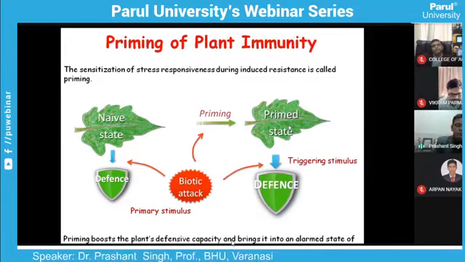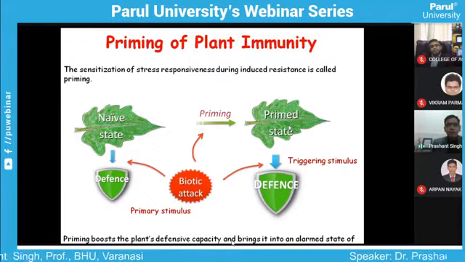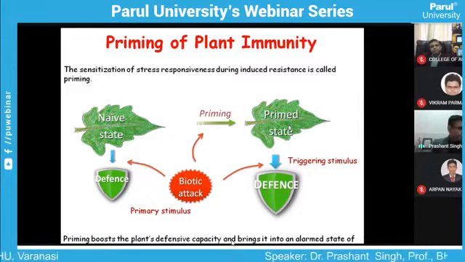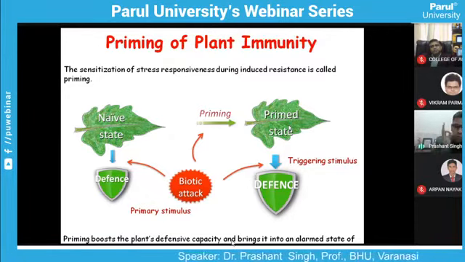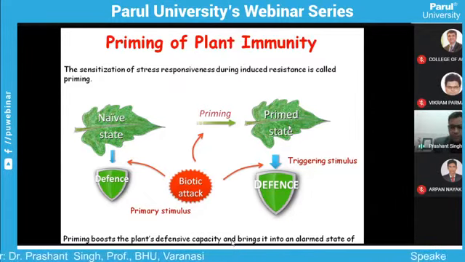And if they are going to face the next stimulus, the triggering stimulus, this priming boosts the plant's defensive capacity. And as I told you before, definitely it can bring the plant into the alarmed state. And this is the beauty of priming. No resistant variety, no insecticide, no pesticide. Simply, you are using the plant to bring it into the alarmed state.